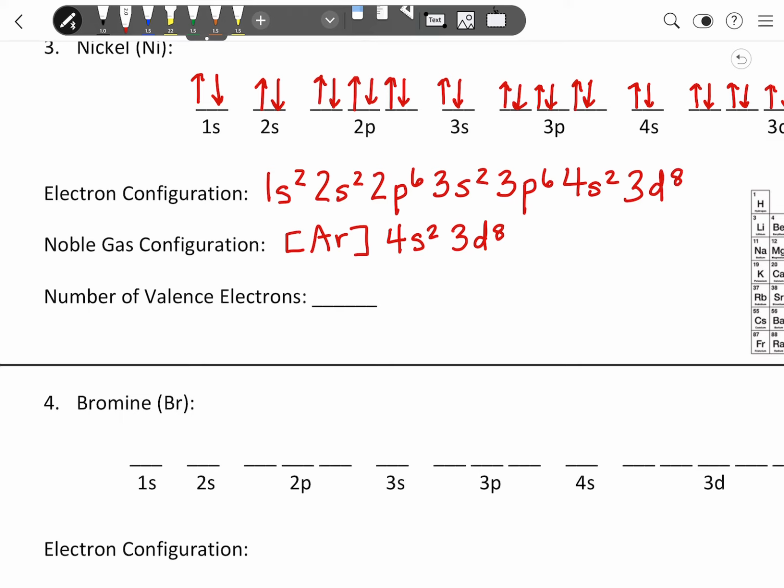Alright, so what's the highest energy level? 4. Right? So we're not going to look at D because it's only 3. So how many valence electrons? 2. Why is it? I got it. I just don't understand the middle part. Because we're looking only at 4, right? And D is 3.